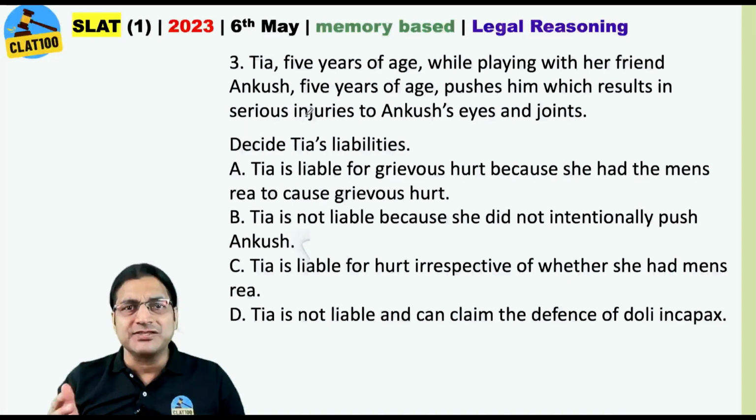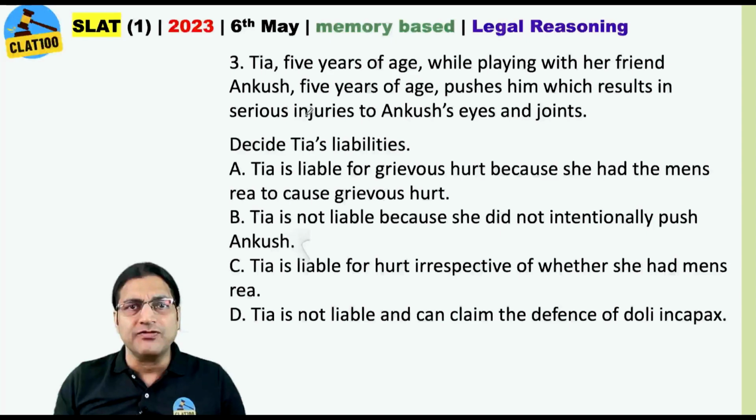Tia, 5 years of age, while playing with her friend Ankush, 5 years of age, pushes him, which results in serious injuries to Ankush's eyes and joints. Decide Tia's liabilities. Alright, first of all, the age of Ankush is irrelevant here. Alright, and all of us are aware of something that is called doli incapax. According to Indian law, any child who is less than 7 years of age cannot commit any wrong.